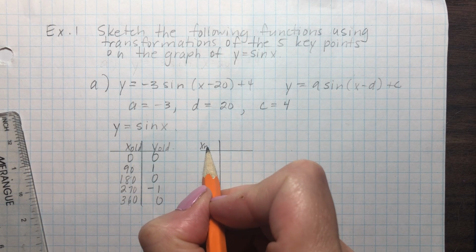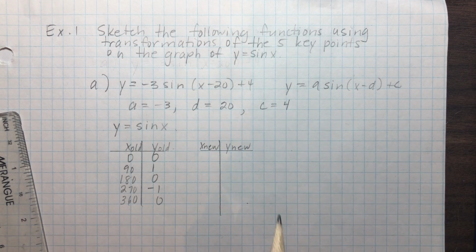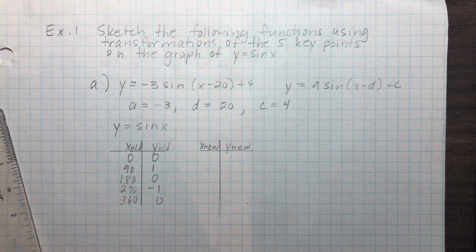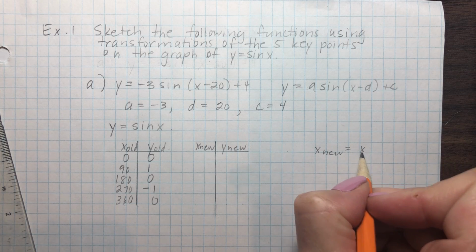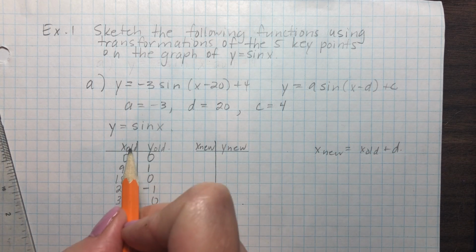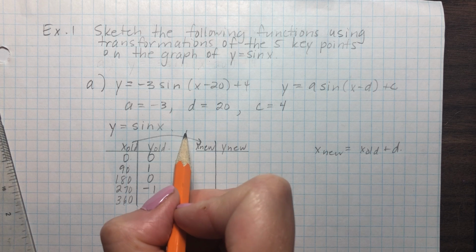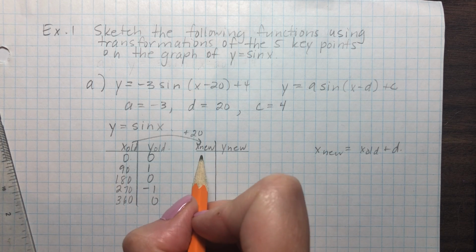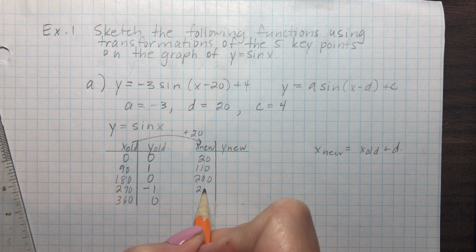And we will call them the new coordinates, x new and y new. So to get the new x coordinates from the old ones, we're simply going to add the value of d. D is 20, so we're going to take 0, 90, 180, 270, and 360, and add 20 to all those values to get 20, 110, 200, 290, and 380.